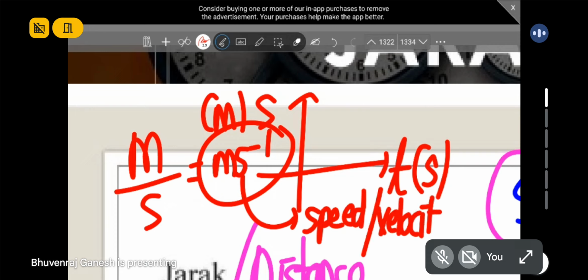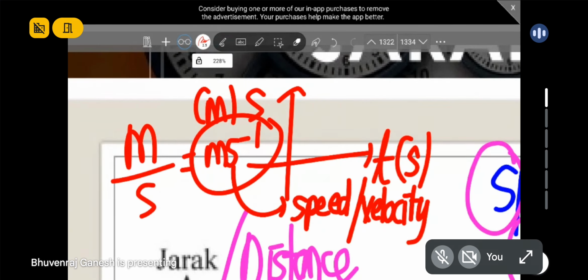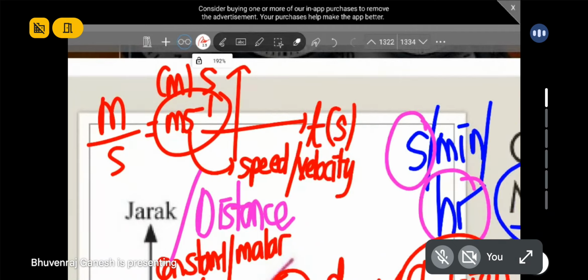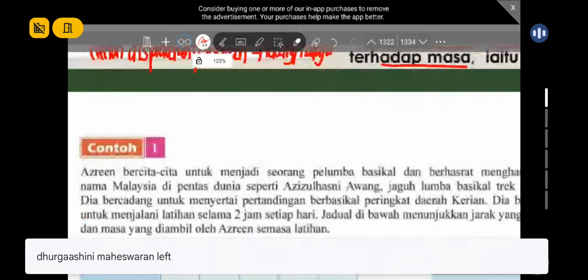Sebab inilah kecerunan ni mewakili laju atau halaju. Sebab meter bahagi dengan saat, kamu dapat meter per saat. Faham tak? Okay, kamu boleh main dengan unit juga. So this is the reason. Okay, continue guys.